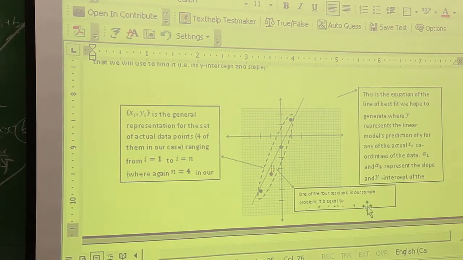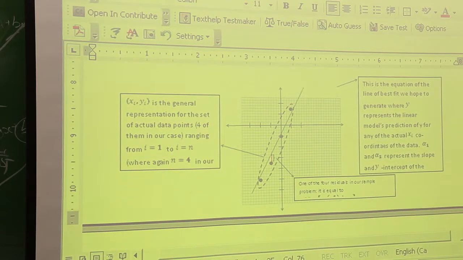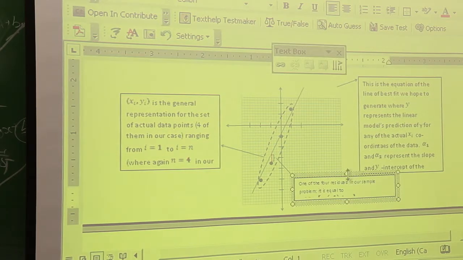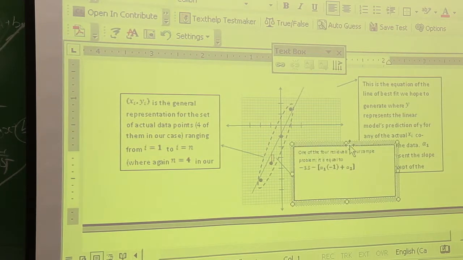And it would be really nice if we could actually read what I wrote there, because it converted from Word 2010, it's nasty. This equation, meaning this line here, this is the equation of the line we were... Okay. Let me see if I open this up a little bit, we'll be able to read it. Okay. One of the 4 residuals in our sample problem is equal to... how am I going to teach them this stuff? Okay.